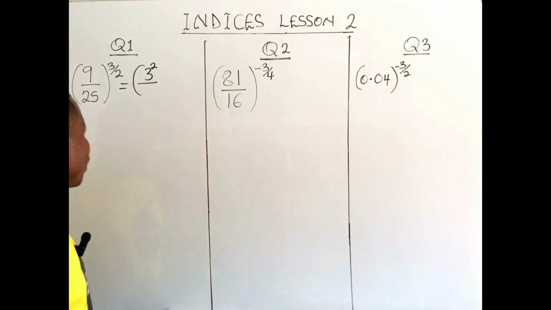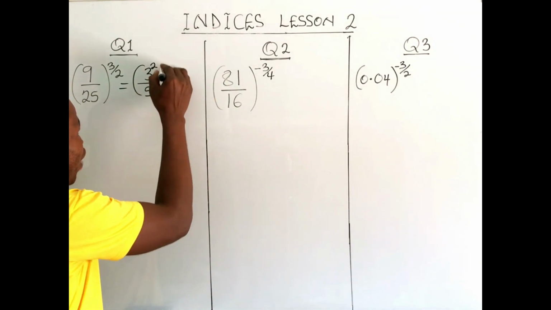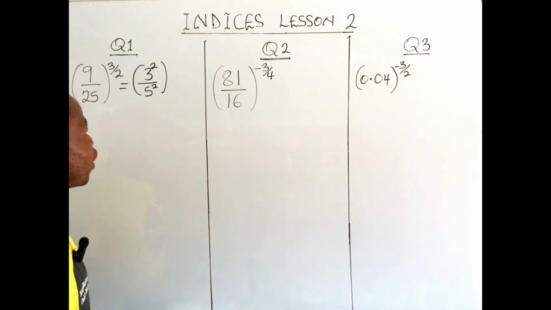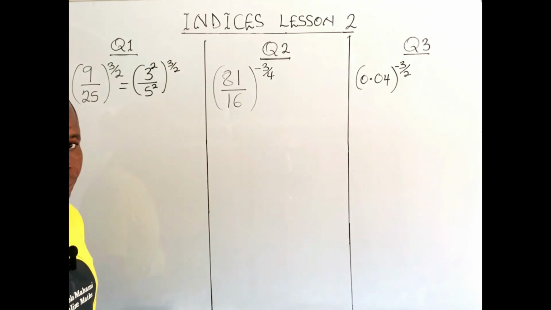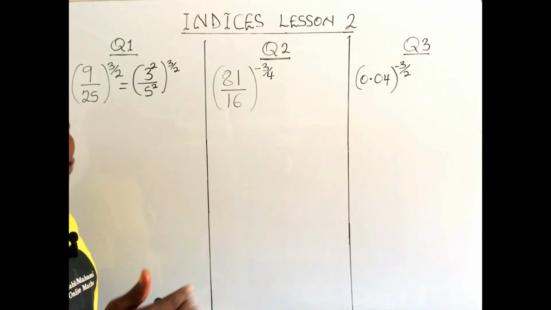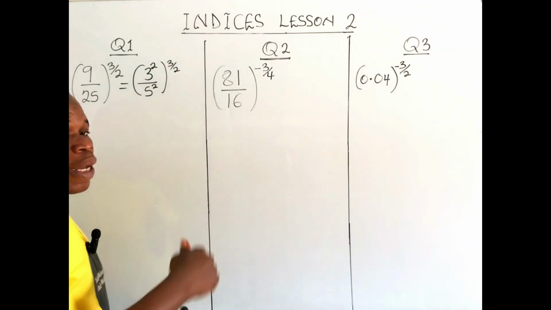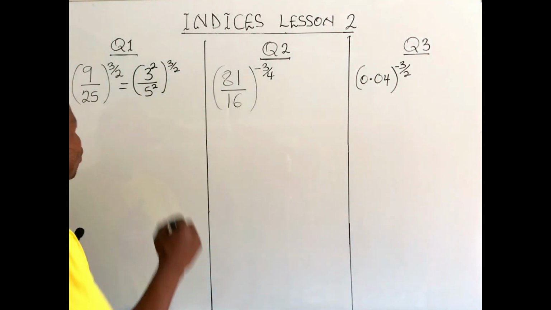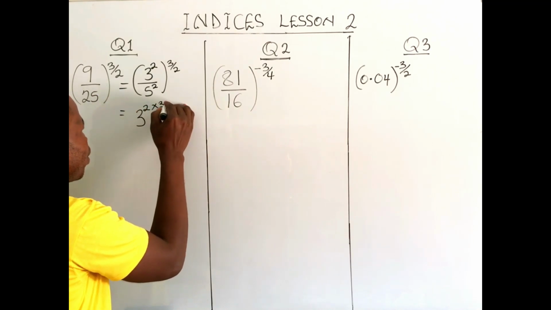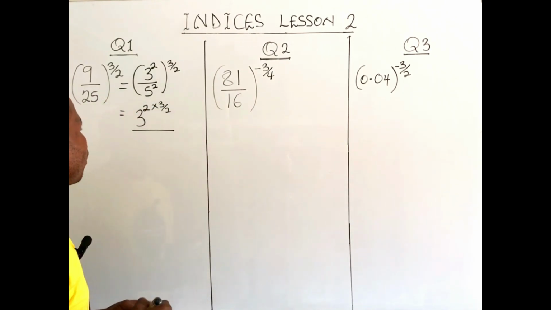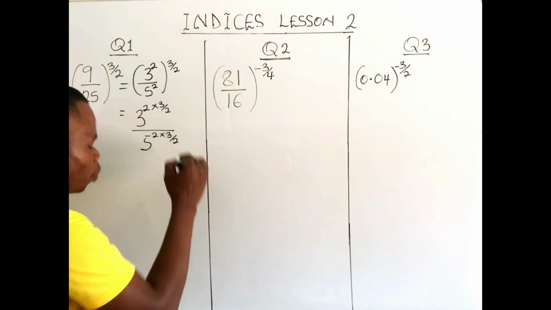Over the denominator, 25. 25 means 5 times 5, which is 25. So I can now write that as 5 squared, then all to the power 3 over 2. And now, one of the basic rules is that if you have a common power on a fraction, then you can distribute the power to each of them, that is the numerator and the denominator. So here I can now have 3 to the power 2 times 3 over 2, all over 5 to the power 2 times 3 over 2.